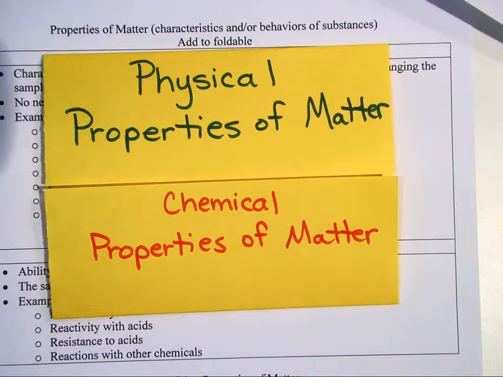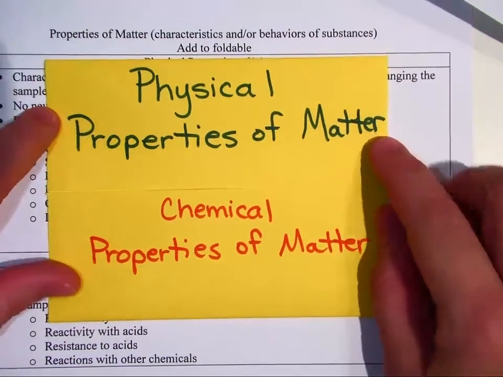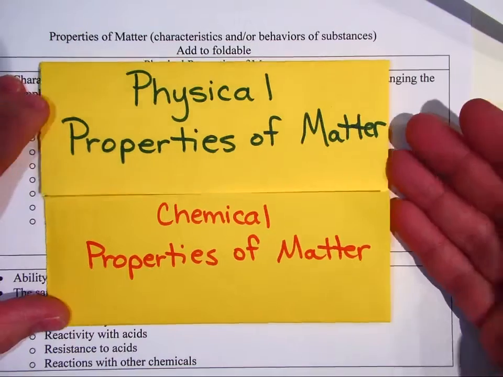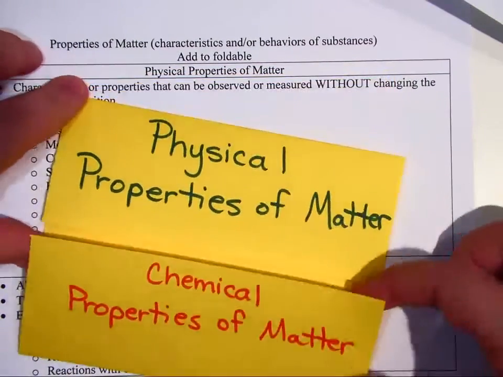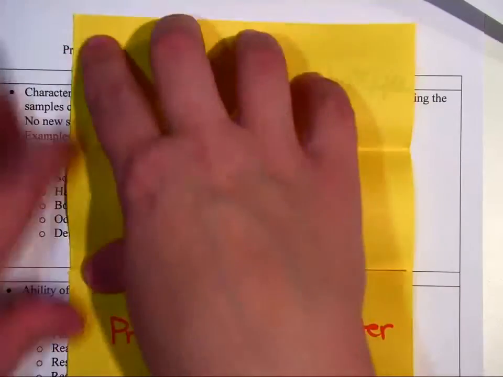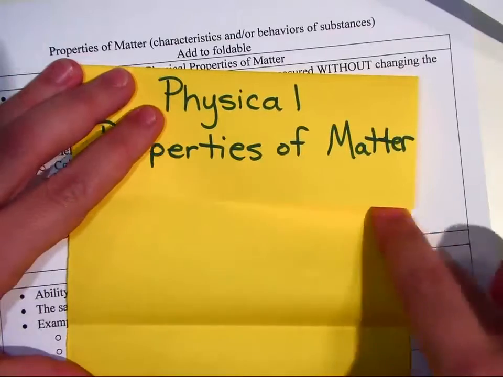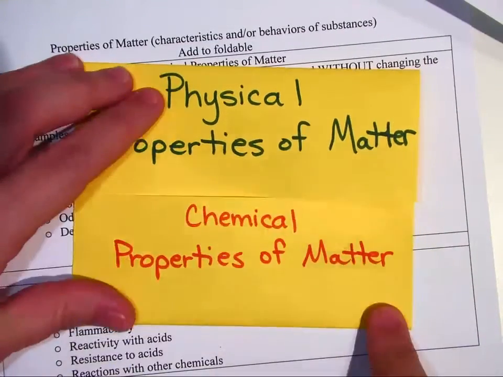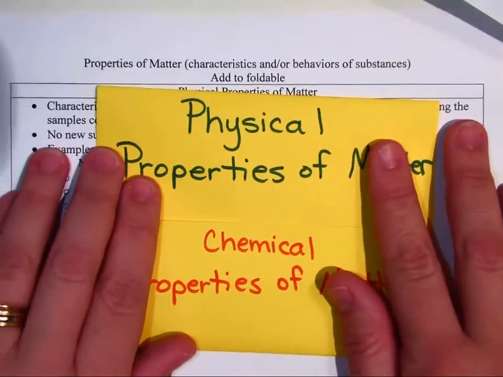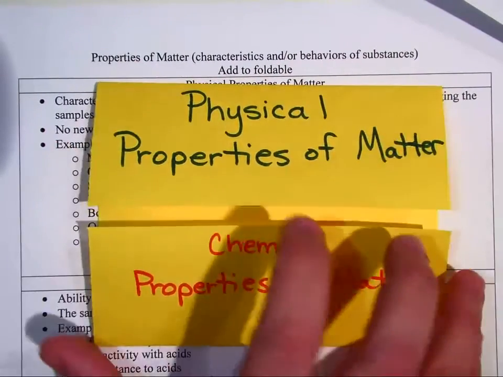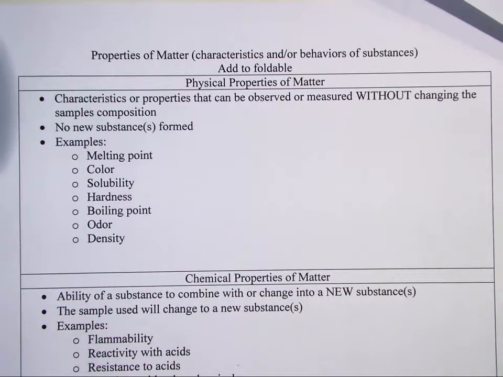Okay, today we're going to talk about properties of matter, and the information we're going to add to properties of matter is going to go into this foldable. This is your Shutterfold foldable that we made in class. You'll lift up the tab for physical, and you've got all this space to write physical properties of matter. Close that, and then open chemical, and you'll have this space to write the chemical properties of matter there. So, properties of matter are characteristics and/or behaviors of substances that will help us to identify the substance.